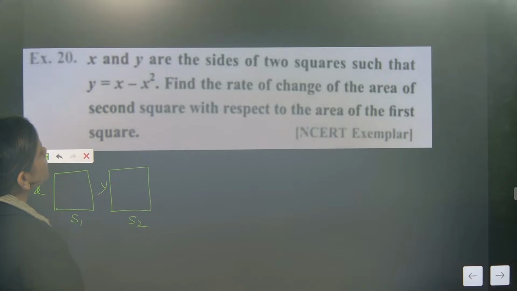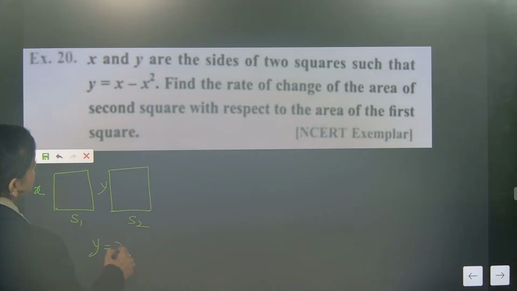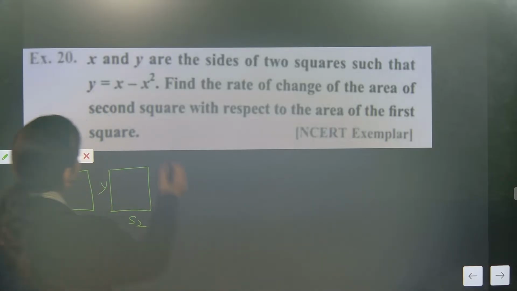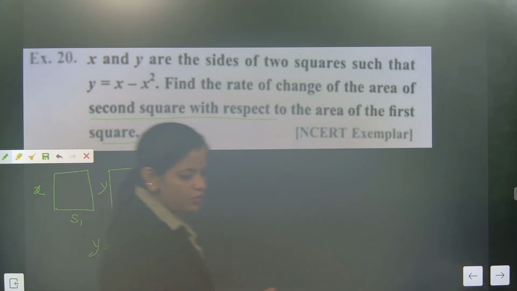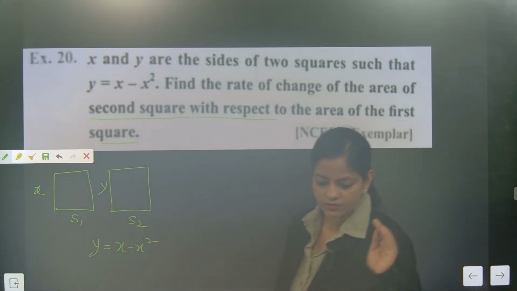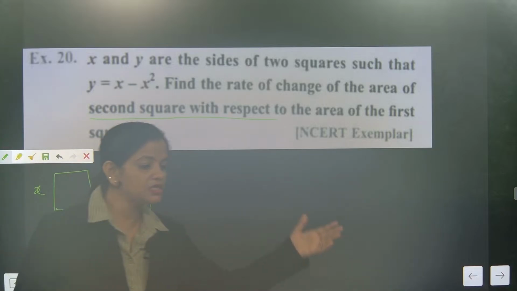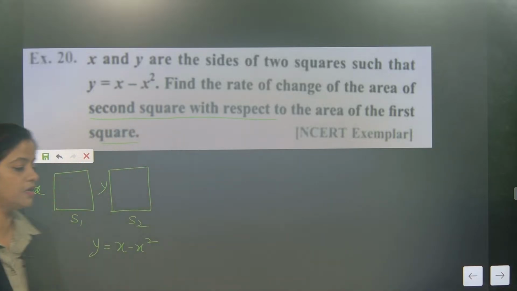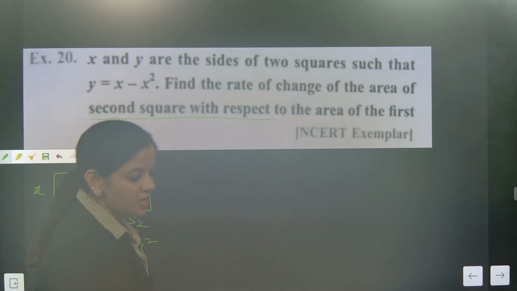Now what they're telling is the relation between them: y is equal to x minus x square. Find the rate of change of the area of the second square with respect to the area of the first square. I will not do anything. Try this out and tell me what the rate of change comes to for the second one with respect to the first one. So that means the rate of change of area of the second one with respect to the first one is needed. Come on, go for it.